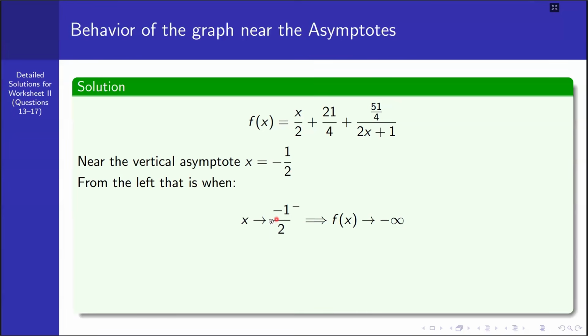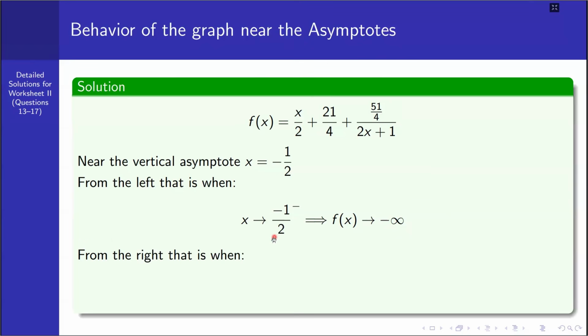ስለዚህ በግራ በኩል x -1 over 2 በሚቀርብ ጊዜ ይሄ ወደ 0 ይጠጋል from the negative part, or ደግሞ from the left side። ስለዚህ ኮንስታንት በጣም ትንሽ ለሆነ ለዜሮ ቅርብ የሆነ ኔጌቲቭ ቁጥር በምናካፍልበት ጊዜ ከምናገኘው በጣም ትንሽ ኔጌቲቭ ወይም ደግሞ በአብሶሉት ቫልዩ በጣም ትልቅ ቁጥር ስለሆነ f of x will approach negative infinity to the left side of the vertical asymptote.